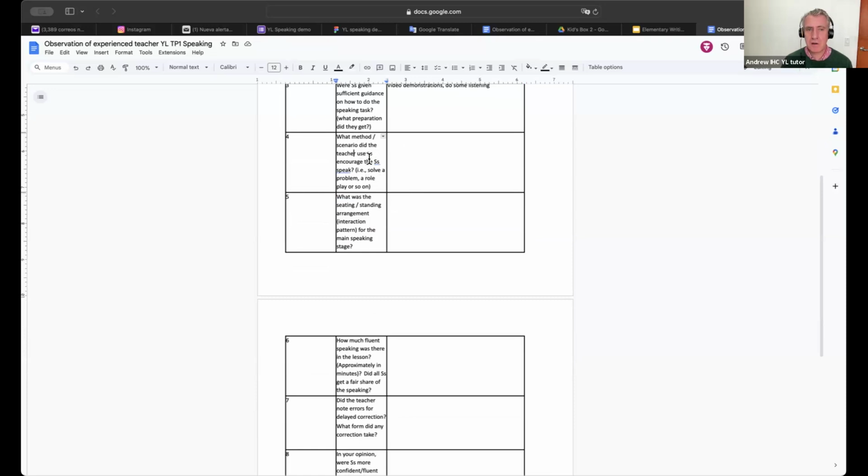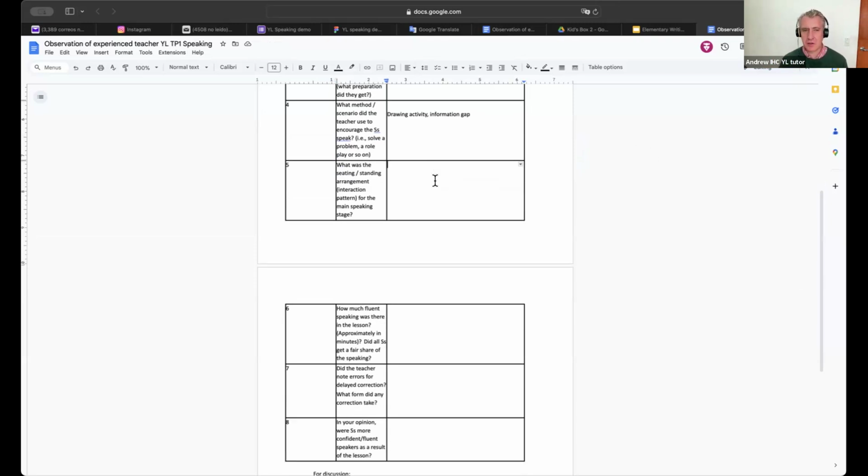What method or scenario did the teacher use to encourage the students to speak? Any ideas there? Well, it was the drawing activity, wasn't it? Yeah. So the idea is that they exchange information. So one person has information that the other person doesn't. So we often call that, it's a technical term, information gap. Yeah. And that too is quite popular as a speaking task for younger learners.